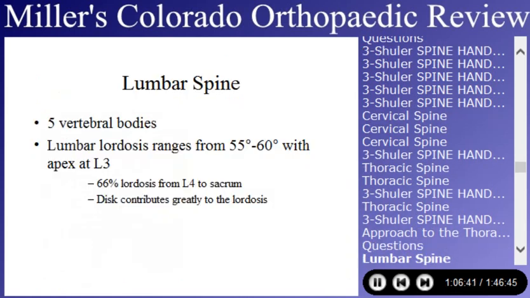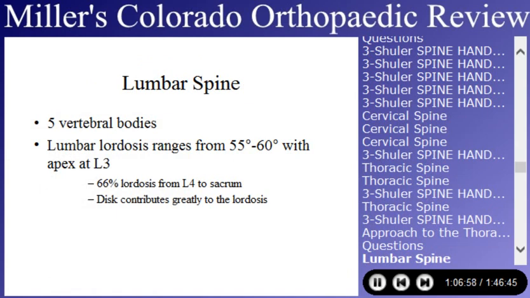Lumbar spine, 5 vertebral bodies. Test question is lumbar lordosis ranges from what? 55 to 60 degrees with an apex at L3. 66% of the overall lordosis exists from L4 to your sacrum. So a majority of it exists down distally.